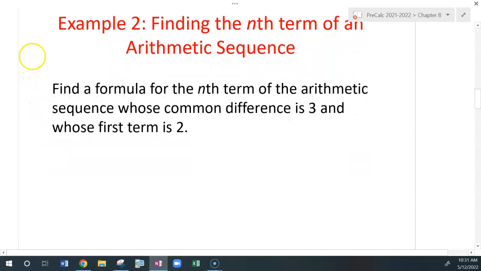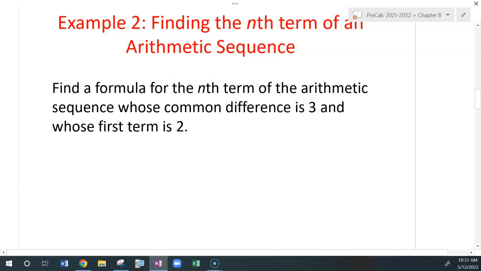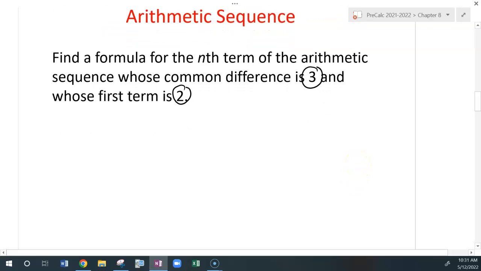All right, so now what we're going to do is find a formula for the nth term of the arithmetic sequence whose common difference is 3 and the first term is 2. And so I'm just going to use, like we've been using, y equals mx plus b. Common difference, that's going to be our slope. So I have 3x. My first term is b plus 2. That's how we would do it if this was a linear function.